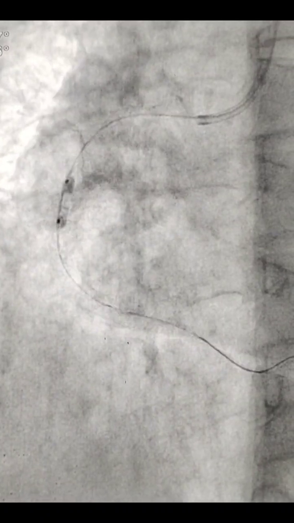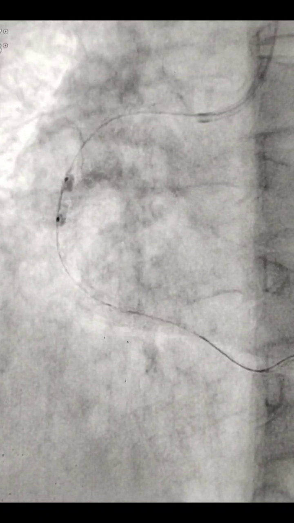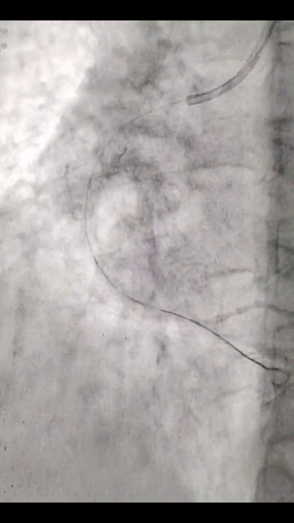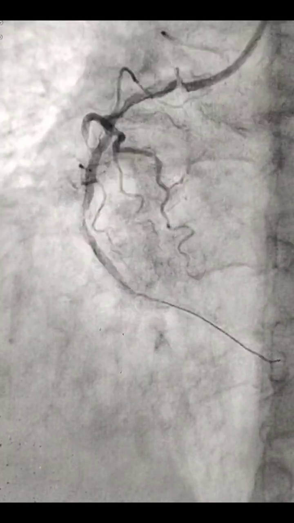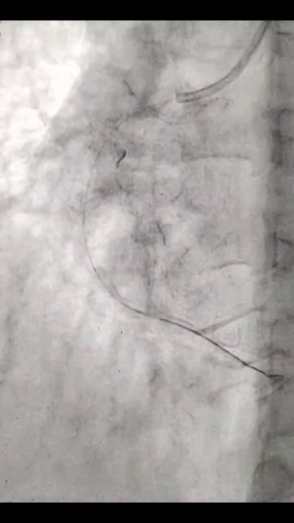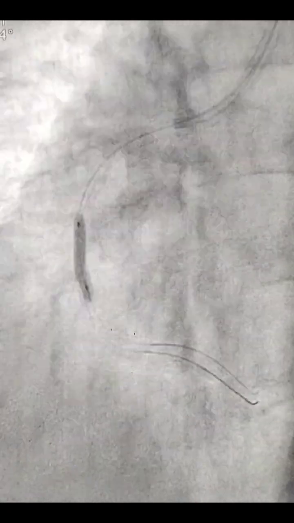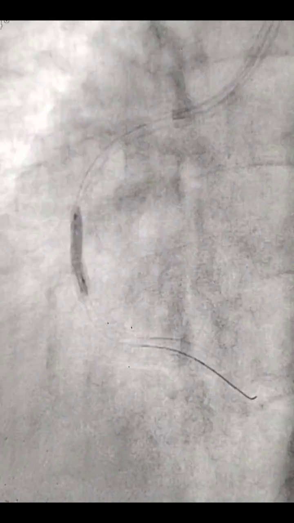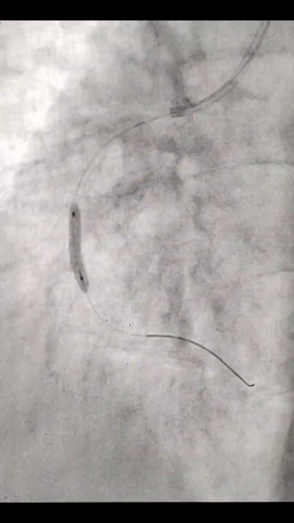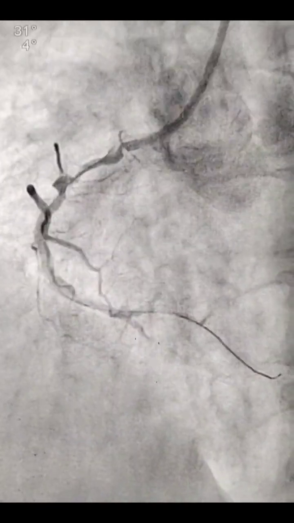Then again we did the predilatation with some bigger balloon. Even after that, this is the thing. This was almost a 2.5 balloon. We predilated it. This was an NC balloon, predilated at around RBP pressure. So this is a picture.